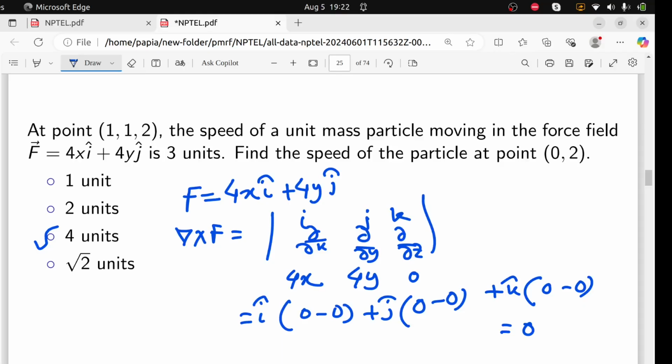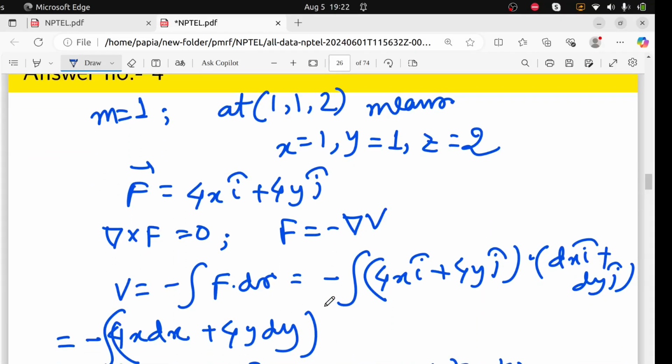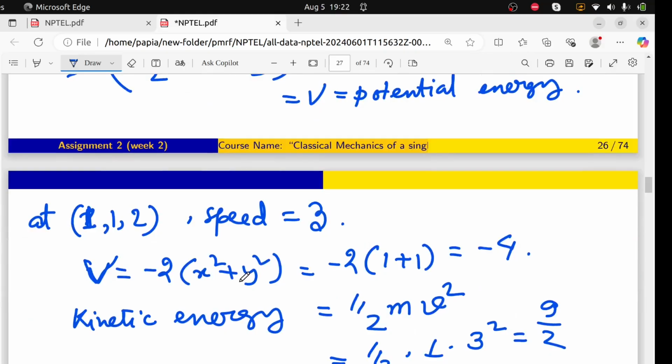So what we did here: we just checked whether F is a conservative field or not. If F is a conservative field, then our F can be written as minus grad V. From there we calculated V at any point x, y. Then we got the value of V as minus 2 times x squared plus y squared, and V is the potential energy. Now they are telling us that at point 1, 1, 2 the speed is given as 3, and potential energy we can also find from this expression, minus 2 times x squared plus y squared, and the potential energy is minus 4.